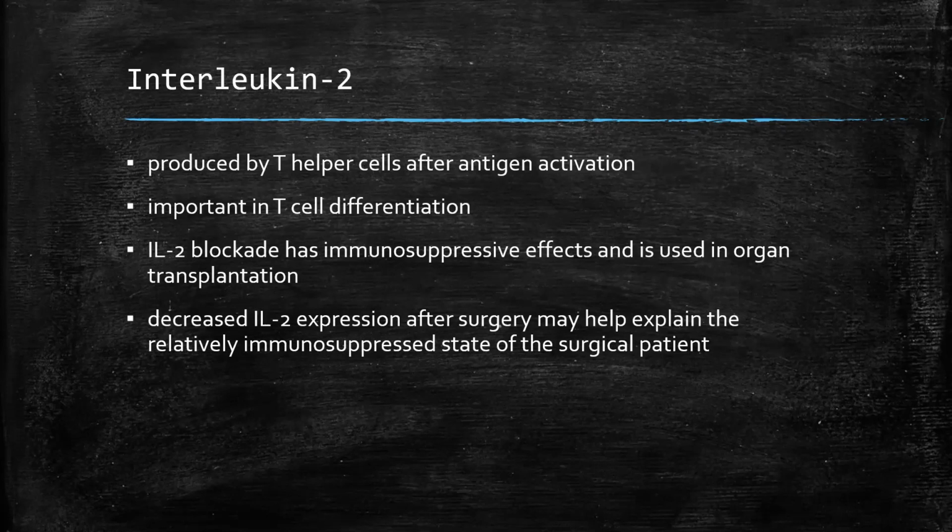A few of these others, and then we'll call it quits. Interleukin-2, produced by T helper cells after they've been activated. Where we've seen interleukin-2 used, or at least interleukin-2 antibodies, has been in the organ transplant world. Interleukin-2 has immunosuppressive effects, and so if you block that, it can be used in organ transplant. Not so much anymore, it has a lot of side effects, but once upon a time it was definitely used as an immunosuppressive agent in organ transplants.